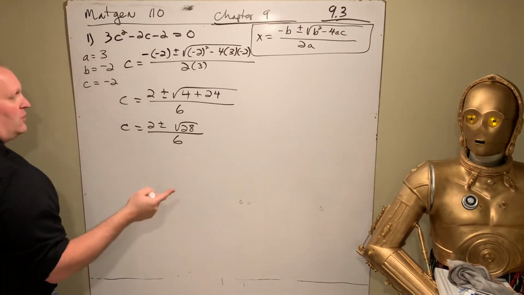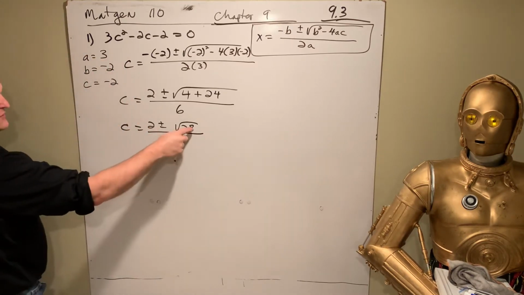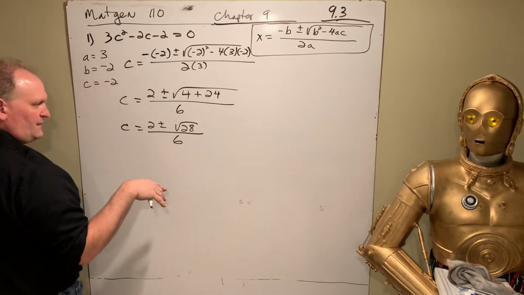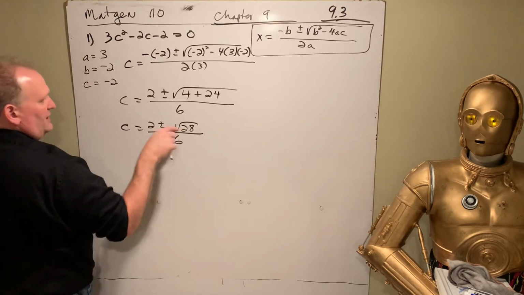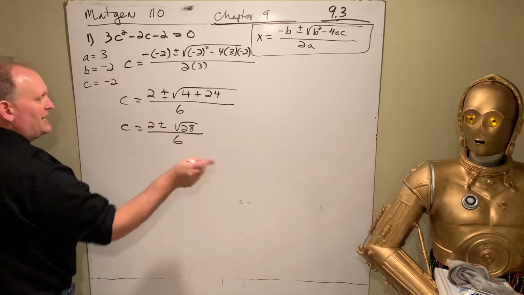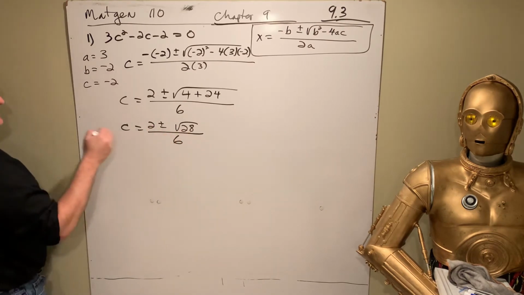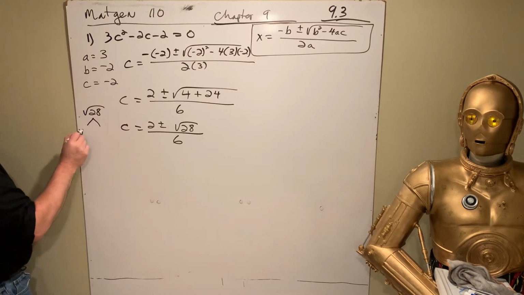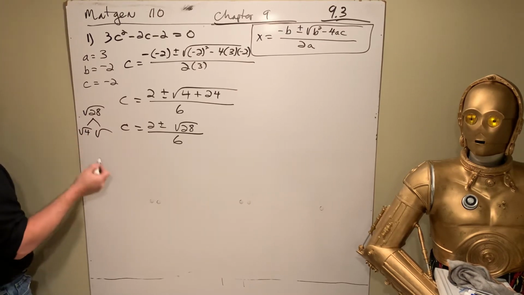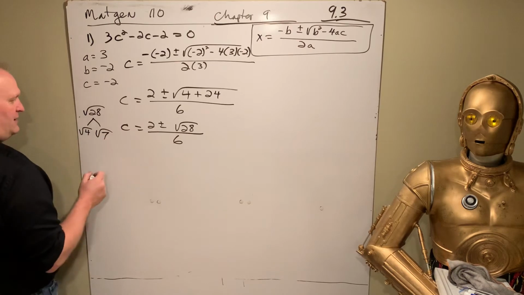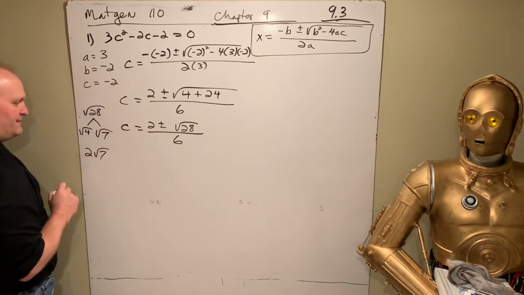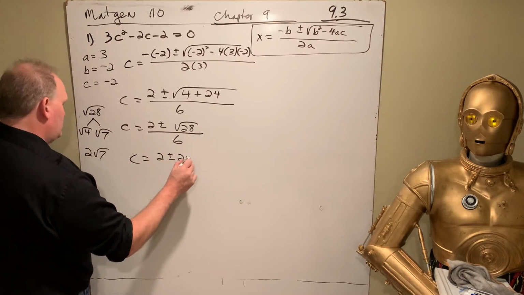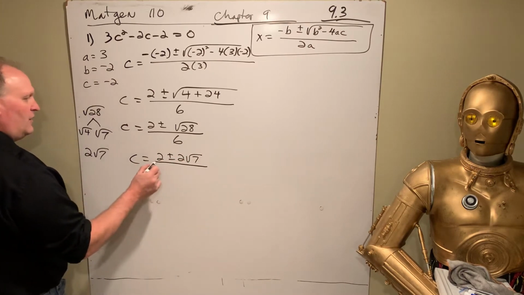Ooh, and now we would be done if this were a little uglier. If that was like 27, we'd be done. Or if it was like 29, we'd be done. So here, it's not ugly though, because look, the square root of 28, we can go back. Remember, we do perfects and leftovers, 4 and 7. And so that's 2 square roots of 7. And so we have this, c is equal to 2 plus or minus 2 square roots of 7, over 6.